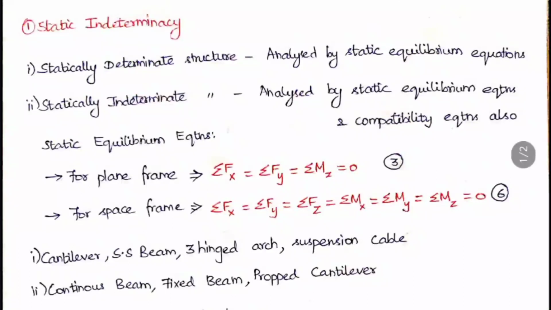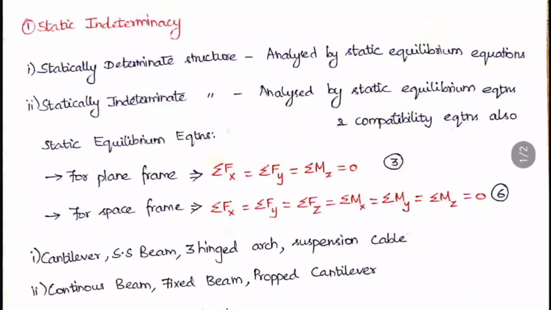So first let us see what the static equilibrium equations are. For a plane frame there are three equations. One is the summation of horizontal reactions will be 0, the summation of vertical reactions will be 0, and the moment will be 0. So there are three static equilibrium equations. Whereas in the space frame, the force will be in three directions and the moment also will be in three directions. So altogether we get 6 equations, each equal to 0. We can use these equations to analyze the structures.